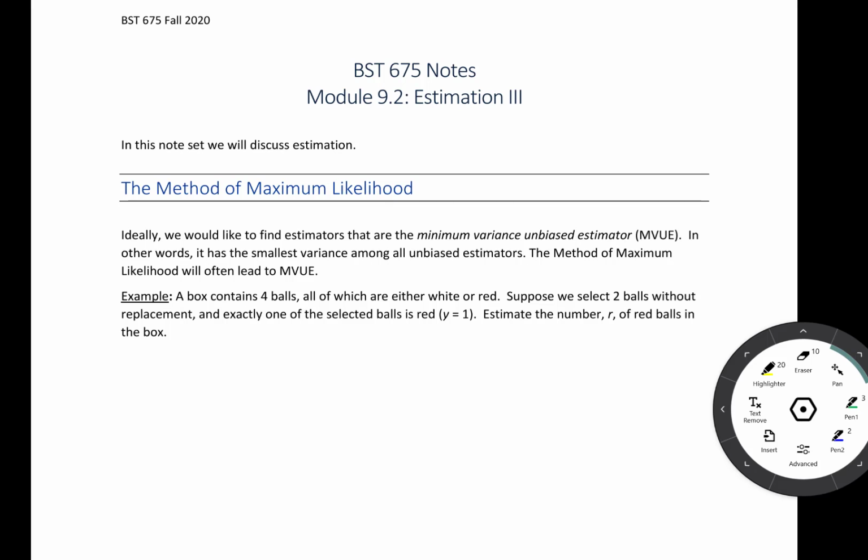In this set of notes, we're going to continue our discussion of estimation. Last time we looked at what was known as the likelihood, and so in this set of notes we're going to talk about what is known as the method of maximum likelihood. So ideally we'd like to find some estimators that are what we call minimum variance unbiased estimators, or MVUE. In other words, this estimator is going to have the smallest variance among all other unbiased estimators. And the method of maximum likelihood will often result in MVUEs.